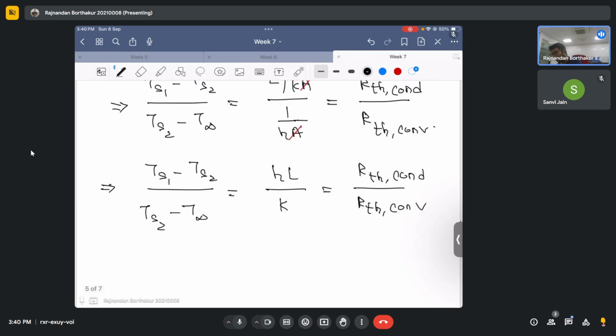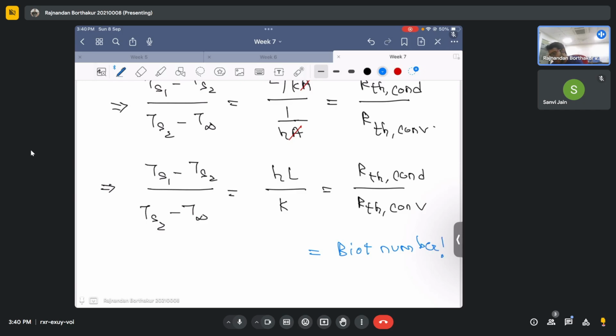And what is this ratio known as? I already told you. What is this ratio known as? Can you tell me? What is the ratio of the conduction resistance of the body to the convection resistance of the body? Yes, exactly. This is the Biot number. And this ratio is basically known as the Biot number.